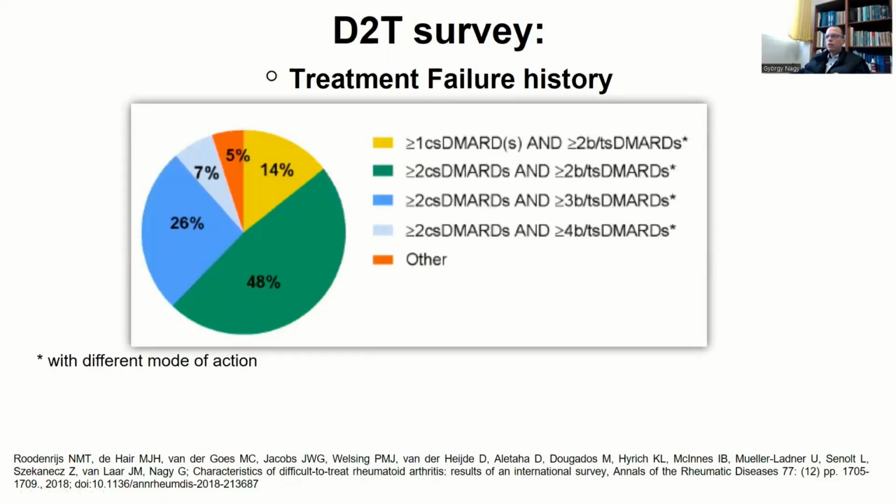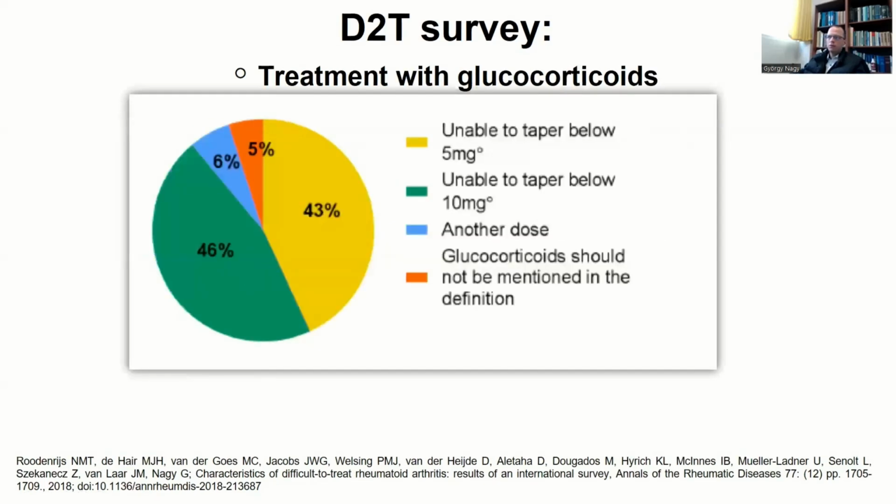So actually, we also asked our colleagues how we should define treatment failure history. And here again, the most selected option was the failure of at least 2 conventional synthetic DMARDs and at least 2 biological or targeted synthetic DMARDs. Less selected but still quite popular was at least 2 conventional synthetics and 3 biological or targeted synthetics, and you can see the other options as well. So we have an idea what our colleagues suggest as treatment failure history criteria for these patients.